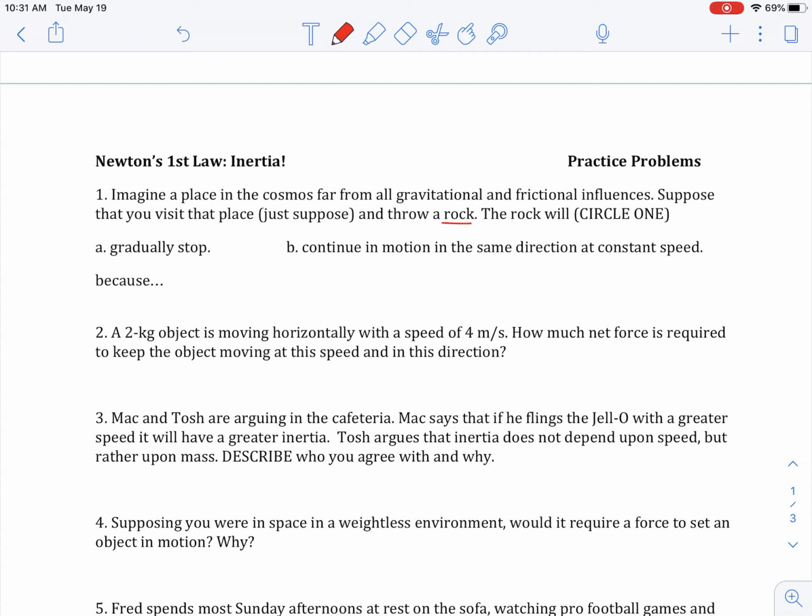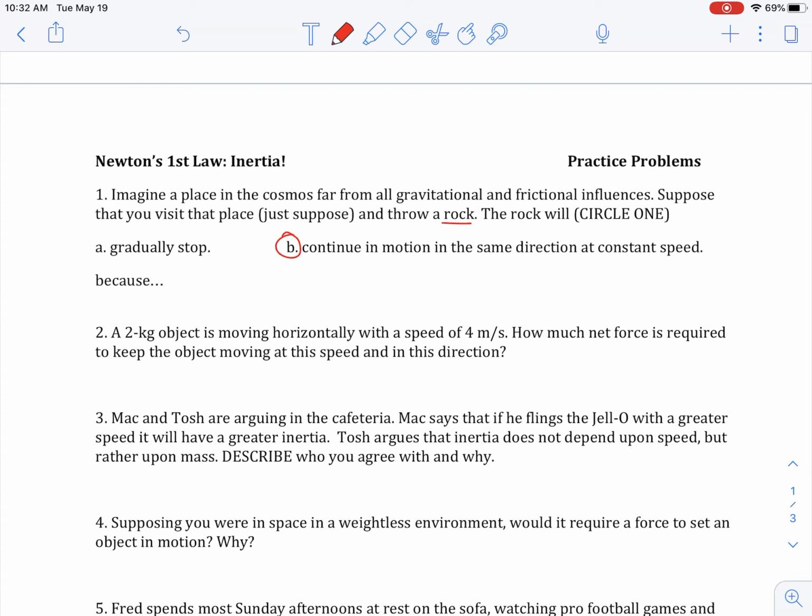What you need to do is, in this place, you're going to throw that rock. What's going to happen to that rock after you throw it? Is it A, gradually stop, or B, continue in motion in the same direction at a constant speed? So you pick. I'm going to start you out on this one. The correct answer here is B.